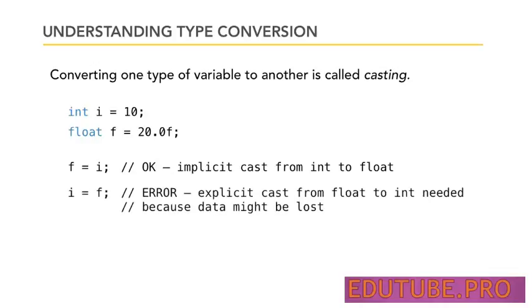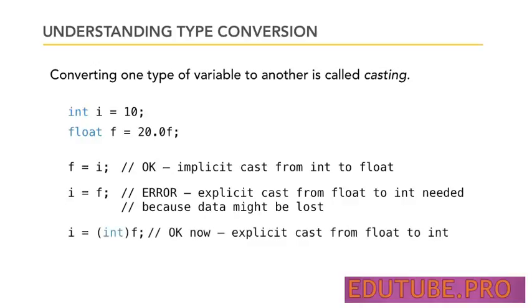The reverse is not true. If I said I is equal to f, that causes an error because you need to explicitly cast from the float to the int because data might be lost. You can't fit all the precision of a float into an integer automatically. However, if I said I is equal to, and then in parentheses I put the word int in front of the variable that I'm casting from, that's now okay. I've explicitly cast or converted from the floating point value to the integer value. And you'll see this all over languages like C and C++ and Objective-C and Java and now in C#.